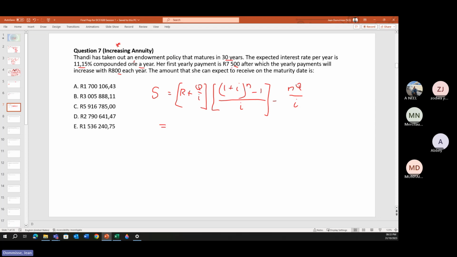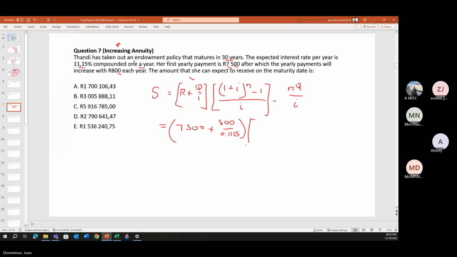We've got R, the monthly or the installment. So this one was yearly installments. We've got the increase, that is 800, so that is your Q. And we had the interest component, that is 11.15%. So again, I automatically write it as this, so that we don't still need to work it out as a percentage. So that is that one covered.